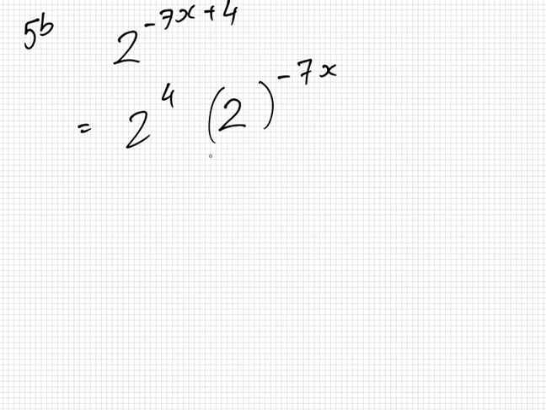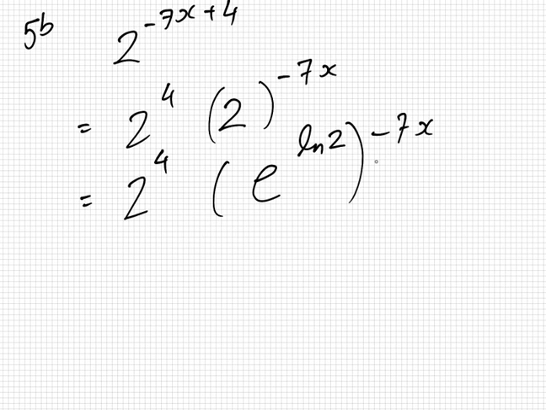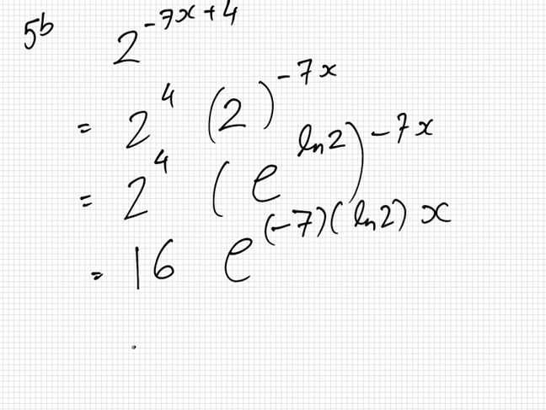I can't stop here, but there's another step. So we say this is 2 power 4, and then this here is e power log 2, power minus 7x. Now what do we do with these powers? They multiply, and this is 2, 4, 8, 16. e power minus 7 multiply log 2 multiply x. So what is minus 7 multiply log 2, please? Minus 4.85. And that's the answer then.